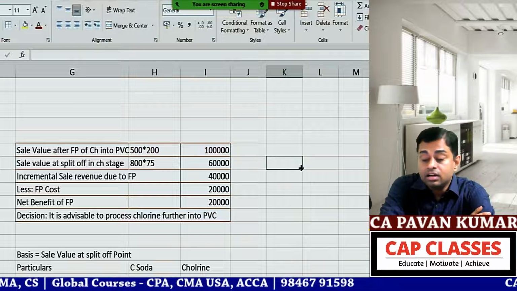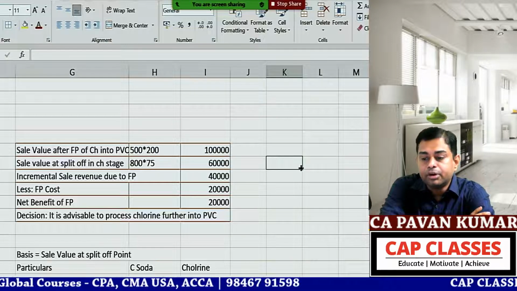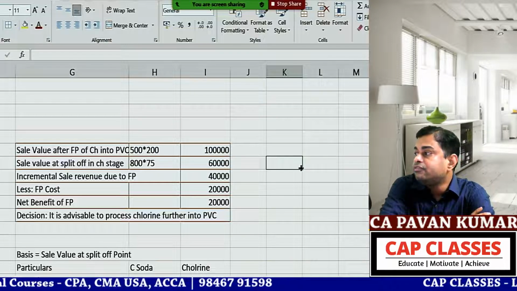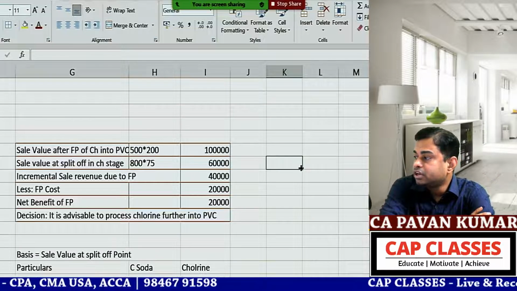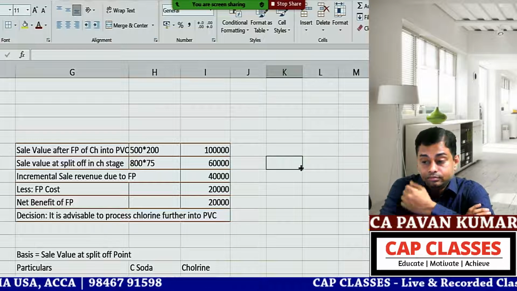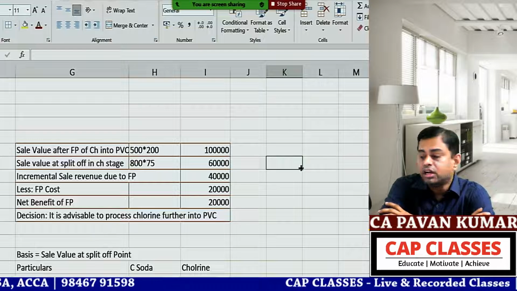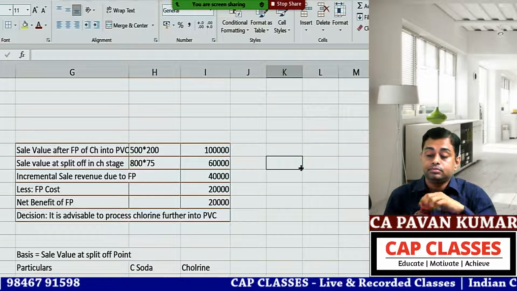You can put the heading net benefit of further processing. Statement showing calculation of net benefit of further processing, and then copy this table. Once you are done copying, type done in the chat box. We'll continue.